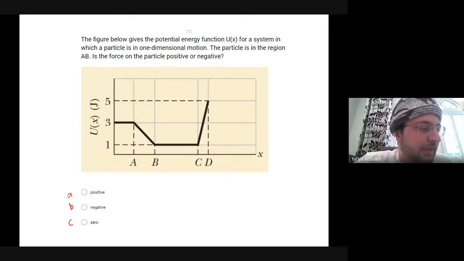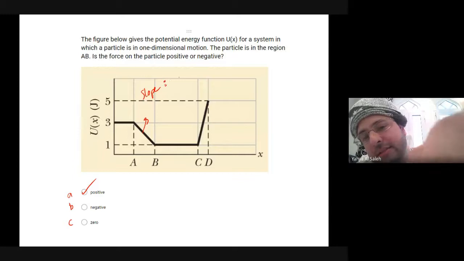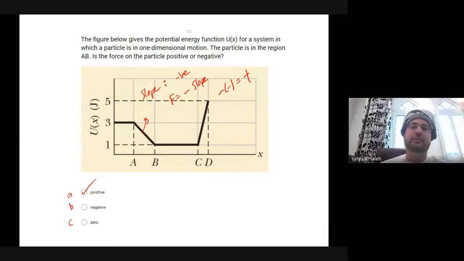We have a spread of A's and B's. No one believes it's zero, but most believe it's A. The correct answer is A. Slope here is negative. Force equals minus slope. Minus minus is equal to plus. So the force here is positive.